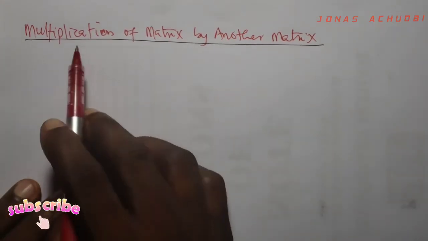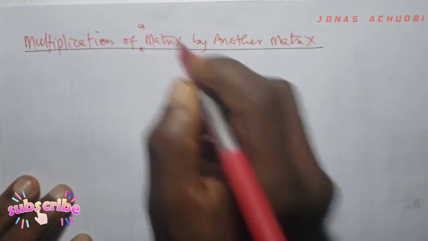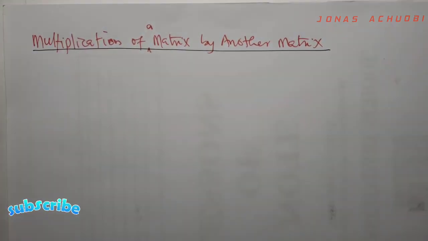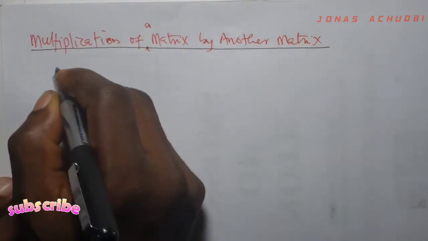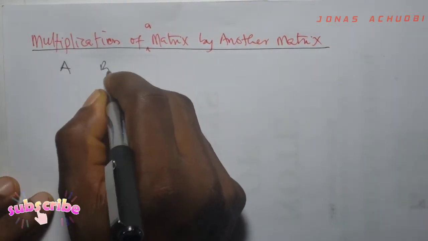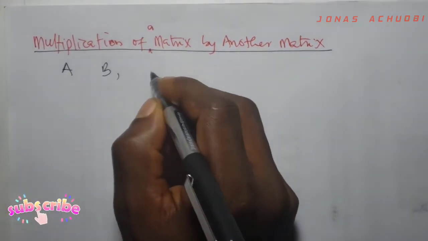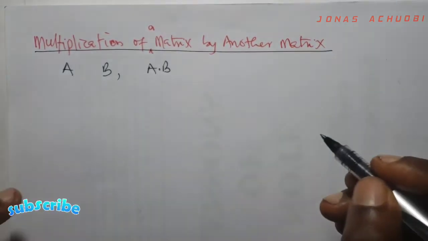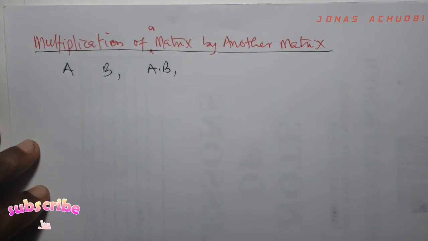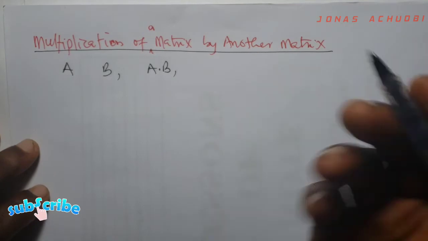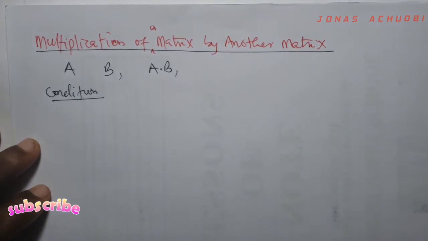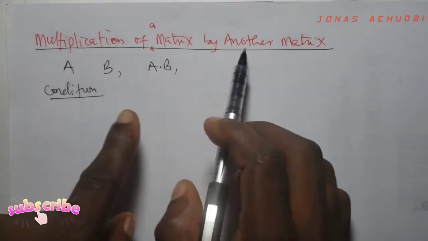Now I want to look at multiplication of a matrix by another matrix. What we did earlier was multiplication of a matrix by a scalar. So the question here is, if we're given two matrices, say matrix A and matrix B, is it possible to multiply matrix A by B, which I'll just denote with a dot? Is it possible? The answer, of course, is yes, it's possible. However, there is a condition that must be met, which I want to state now. What's the condition for multiplying a matrix by another matrix?